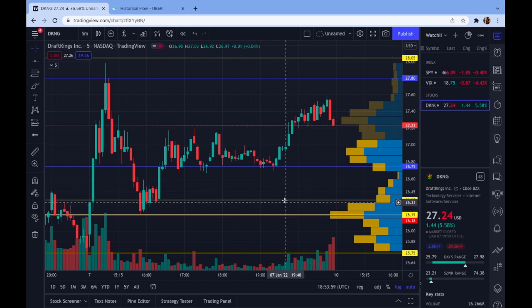My second scaling target is going to be the next big level that I've noticed in terms of scaling out. For me, it was about the 27.3, 27.25 area. I was able to scale my second third there. From there, I'm going to move my stop loss up to 20%, and all I have left is one third as runners. My runners, I'm just going to let go with that 20% stop loss.